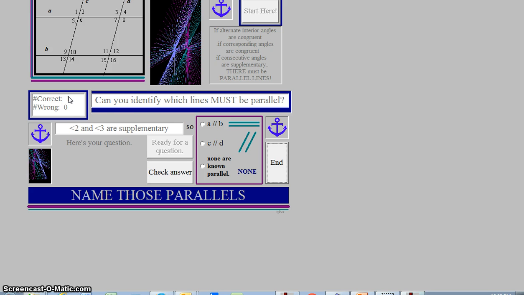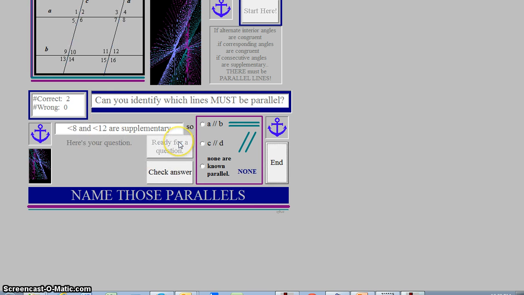And I'm going to do a couple more for you. Angle 2 and angle 3 are supplementary. Well, if this angle is supplementary to this angle, it's because this angle and this angle correspond. So take a look at it again. 2 and 3 are supplementary. These two are only supplementary when 3 corresponds to 1. And 3 is only congruent to 1 when C and D are parallel. I'm going to check my answer. I have 2 correct answers.